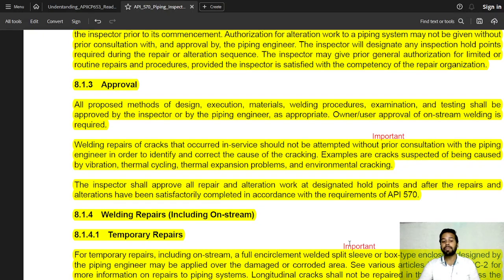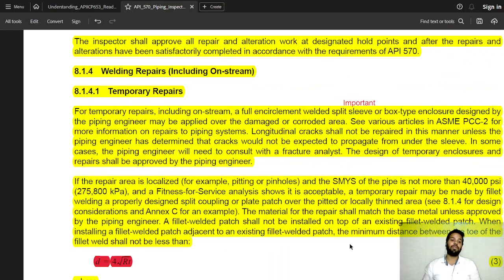Welding repairs. So you can have temporary repairs. For temporary repairs, including on steam, a full encirclement welded split sleeve or box type enclosure designed by the piping engineer may be applied over the damaged or corroded areas. See various articles of ASME PCC-2. PCC-2 is basically repair of piping systems.